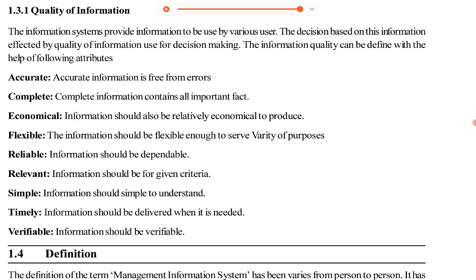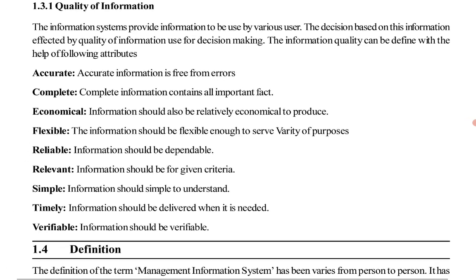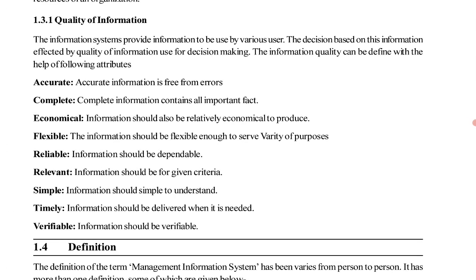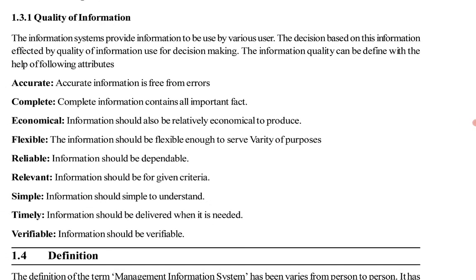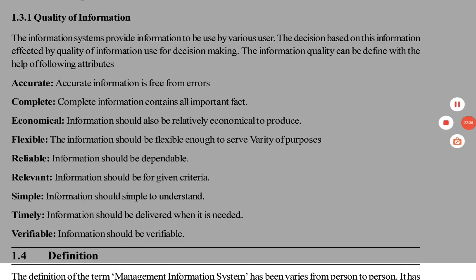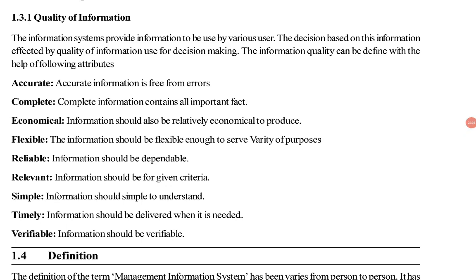Accurate, complete, economical, flexible, reliable, relevant, simple, timely, and verifiable. These are the various quality factors of information used to transmit information. The information system provides information to be used by various users. The decisions based on this information are affected by the quality of information used for decision making. The information quality can be defined with the help of the following attributes.